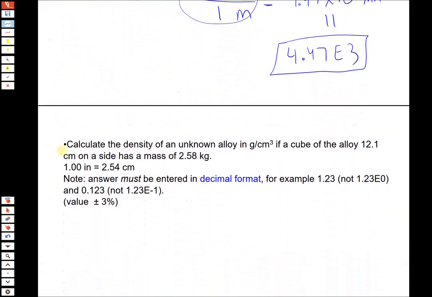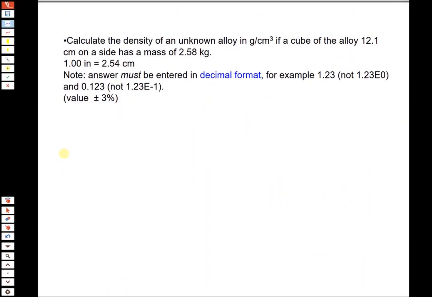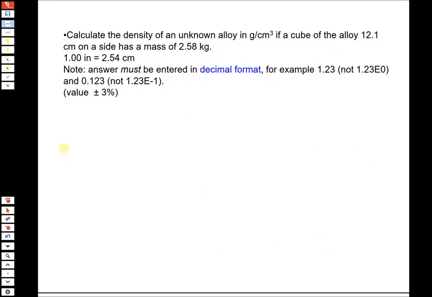All right, we had some problems here dealing with density. So I think there's 2 that I'm going to go over here in this assignment with density. We want to calculate the density of an unknown alloy in grams per centimeter cubed if a cube of the alloy 12.1 centimeters on a side has a mass of 2.58 grams. So density is defined as mass over volume.